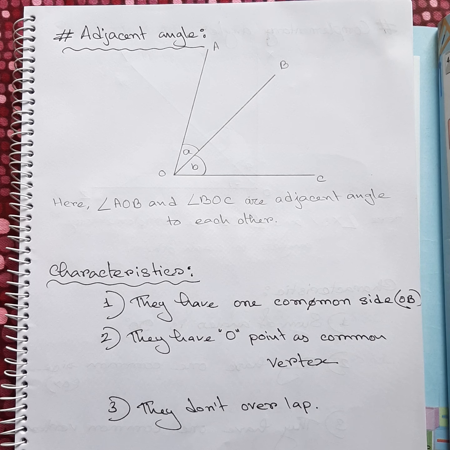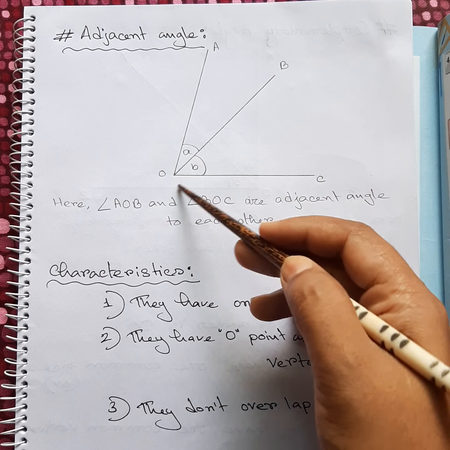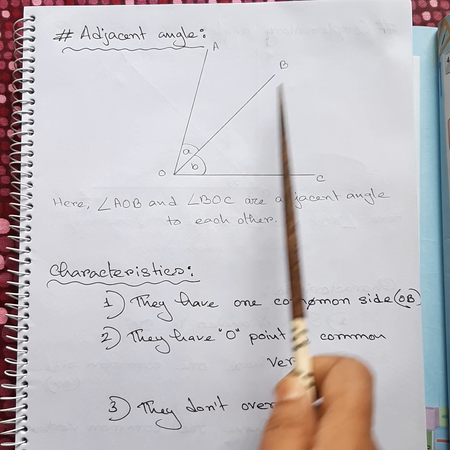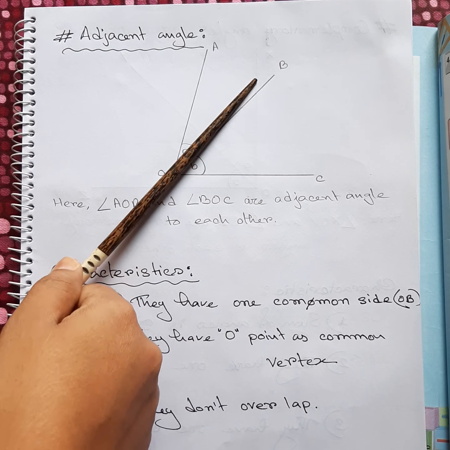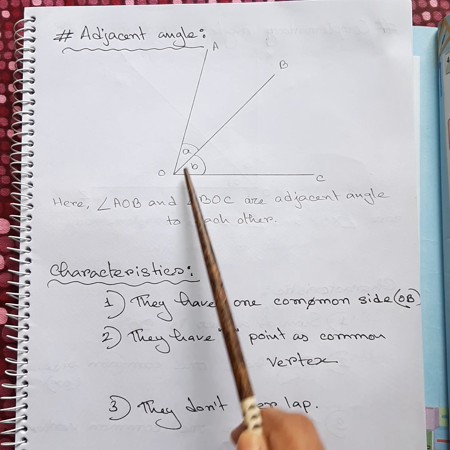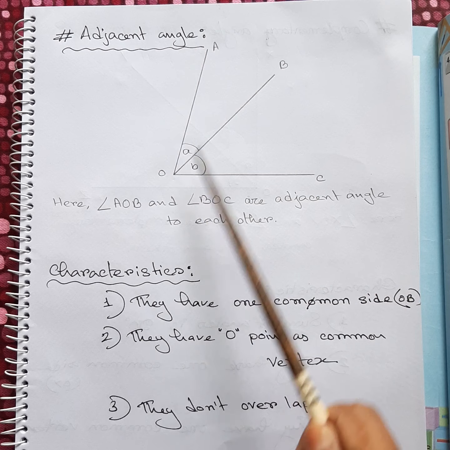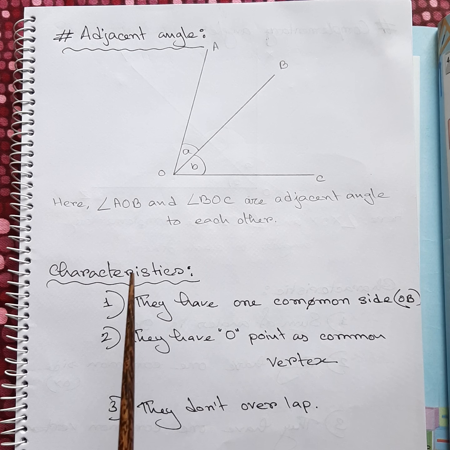Now I want to talk about adjacent angle. You can see that there are two angles, AOB and BOC. These two angles are basically touching each other, not overlapping, just touching, and they are having one common side and one common vertex. Okay, so this is why we can say AOB and BOC are adjacent angle to each other.